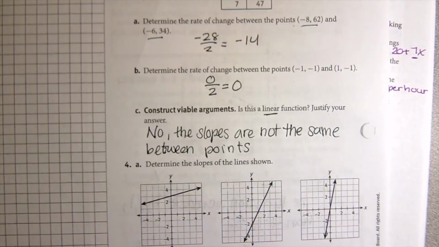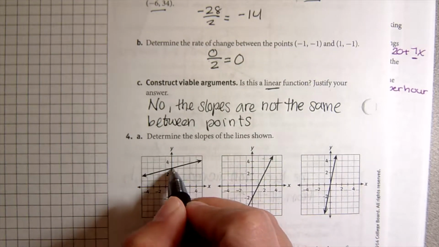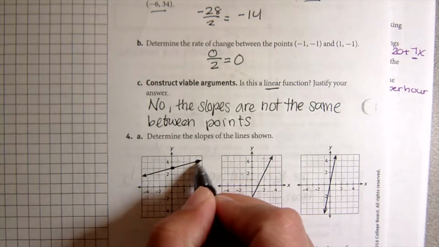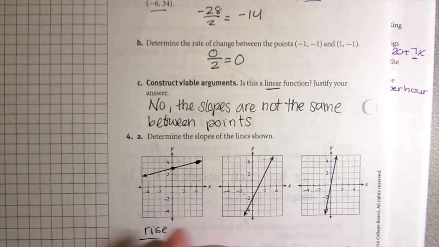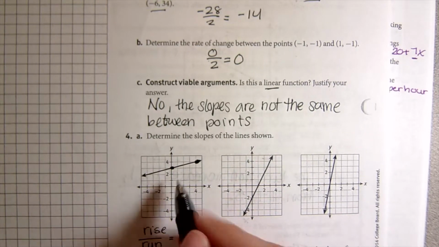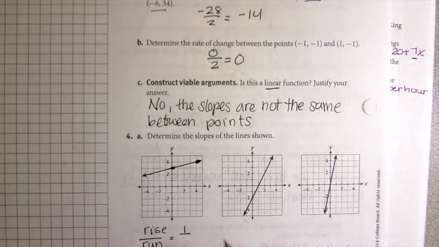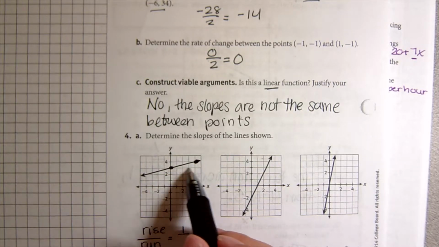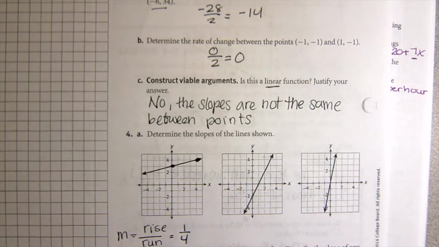Determine the slope of the line shown. So for this first one, if I start here, and my next point is going to be here. So how do I find the slope whenever I'm looking at a graph? Rise over run. So what is the rise to get from this point to this point? Rise is 1 and run is 5. No, 4. And so the rise was 1 and the run is 4. So the slope for this line is 1/4.